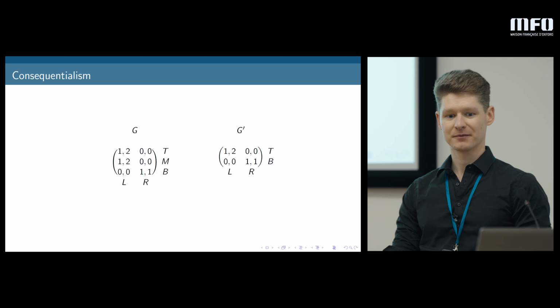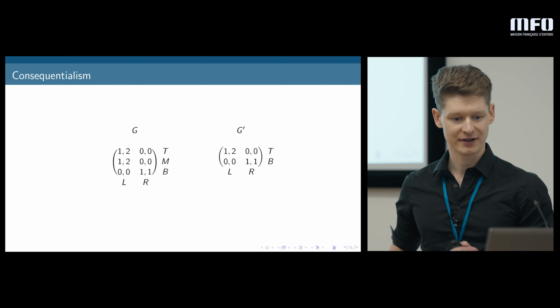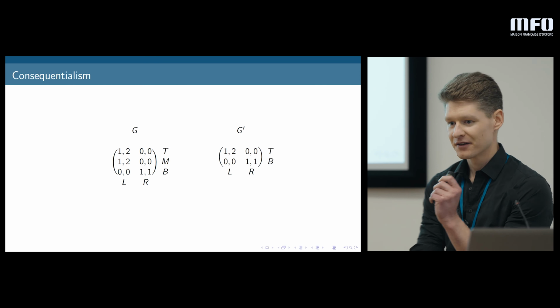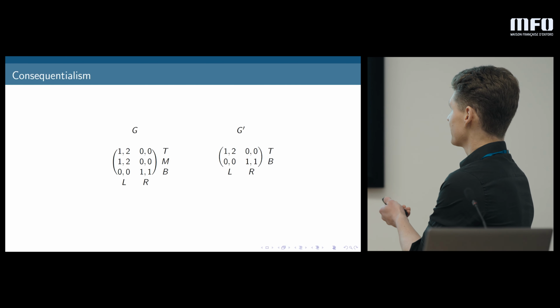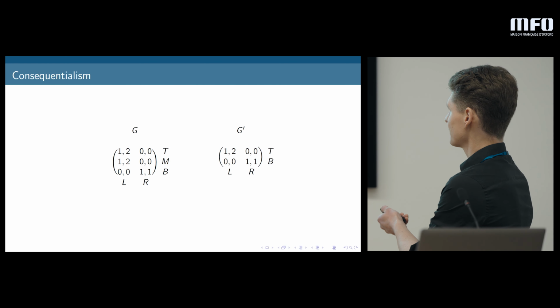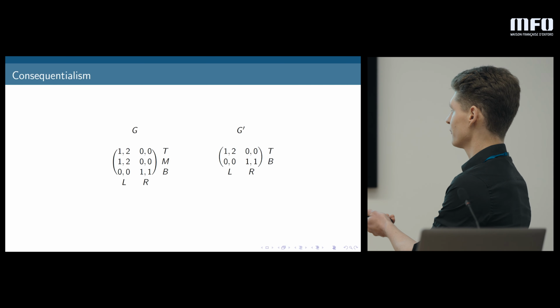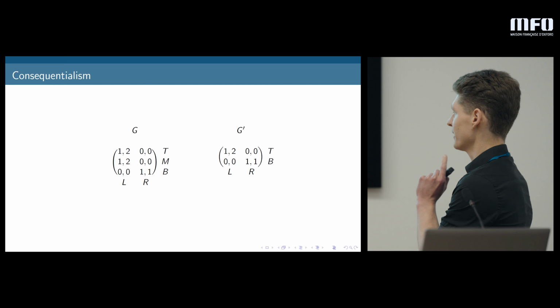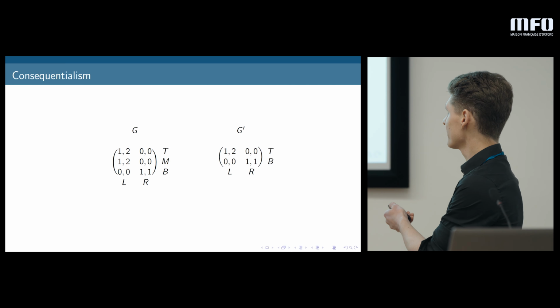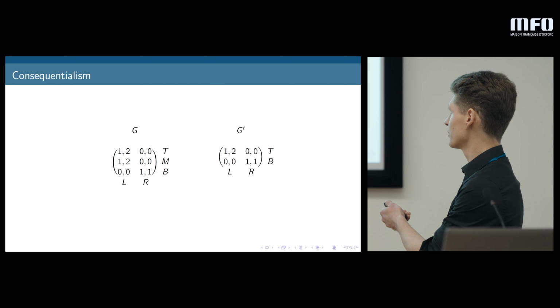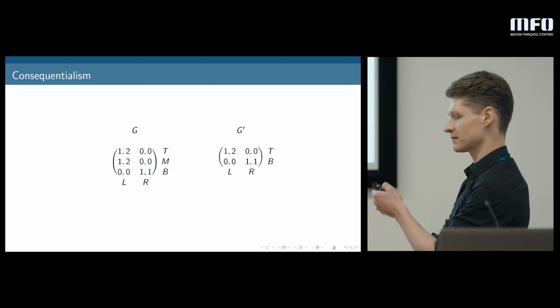Consequentialism, I will first define by example before I give a formal definition. So here we have two games, G and G prime. And let's look at G prime first. And then we obtain G by adding a clone of the top action of the row player. Okay, so we're just copying the first row. And then consequentialism will state a relation between the strategy profiles that are returned for G prime and those that are returned for G.